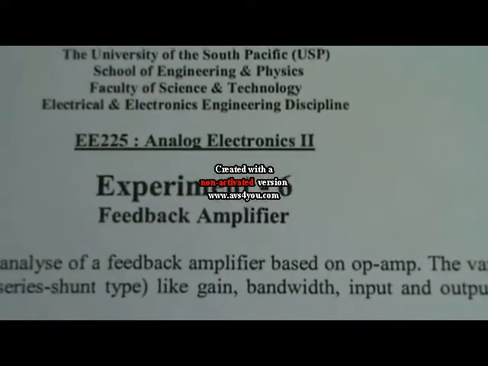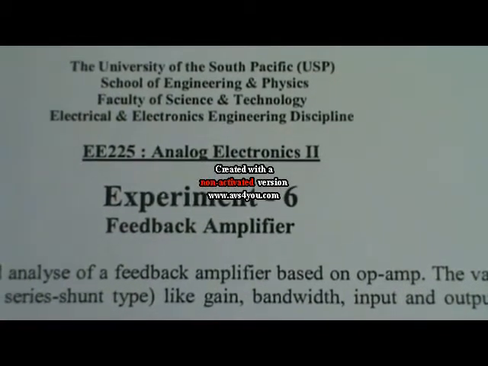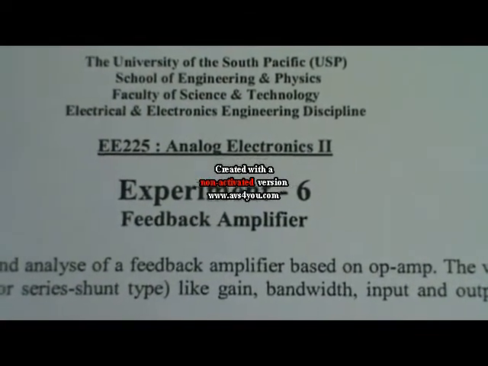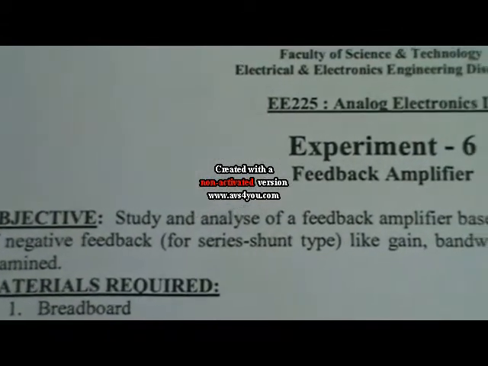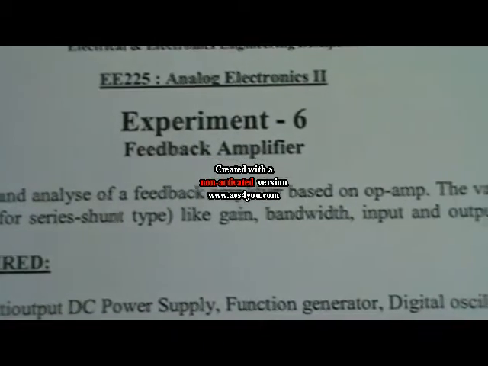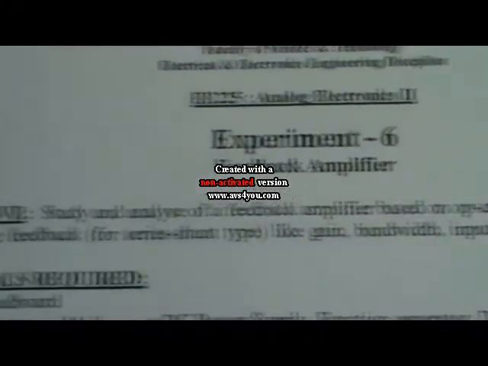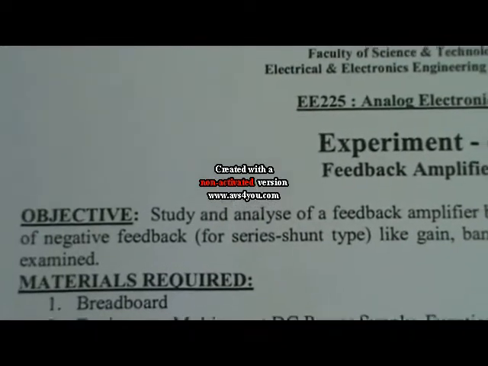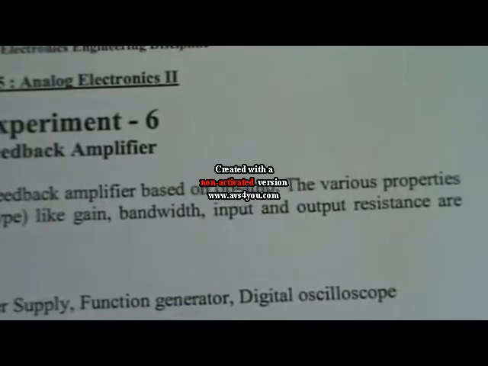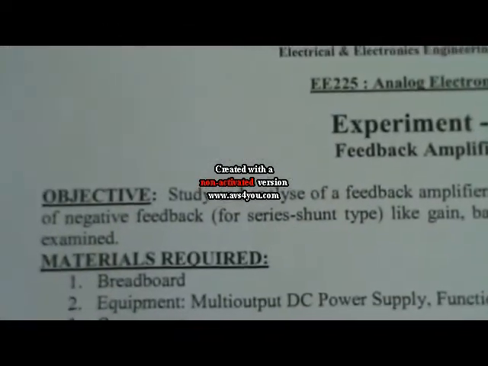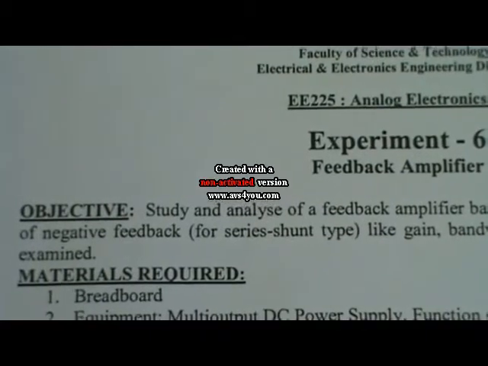Experiment number 6 for EE225 Analog Electronics 2. Name of the experiment is feedback amplifier. In this experiment, we are going to analyze the feedback amplifier using an op-amp based circuit, and various properties of the feedback amplifier like gain, bandwidth, input and output resistance are examined through a negative feedback series shunt type amplifier.